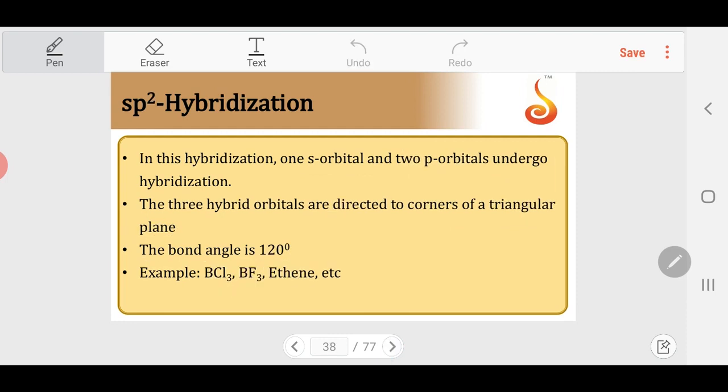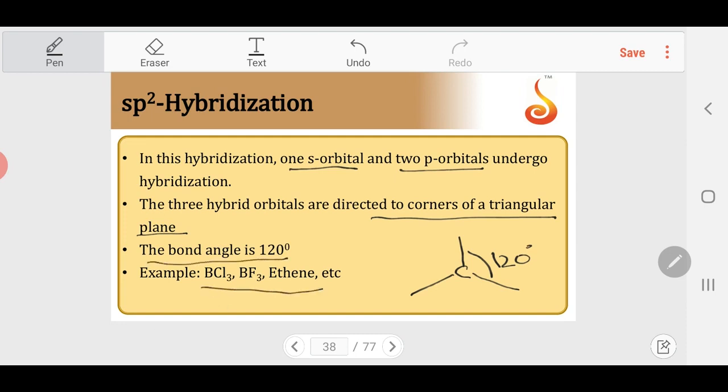sp2 hybridization, as the name itself says, has one s and two p orbitals involved in hybridization. So the total number of orbitals will be 3, and these 3 orbitals are directed in one plane in the form of a trigonal planar structure. Trigonal planar structure means this is the central atom, you have 1, 2, 3, and the bond angle is 120 degrees. Examples are BCl3, BF3 and ethene, the alkene. The double-bonded carbon atom will be sp2 hybrid, so ethene is also one example for sp2 hybridization.